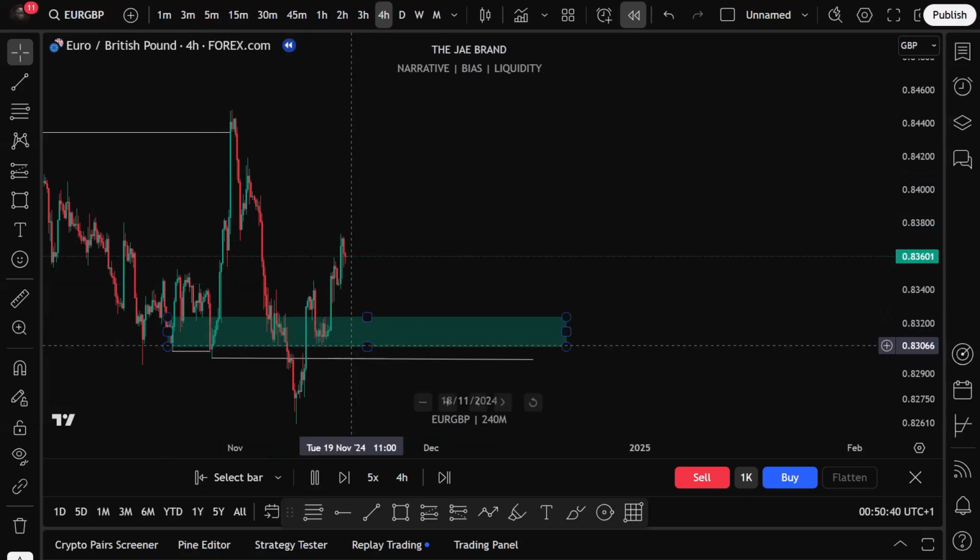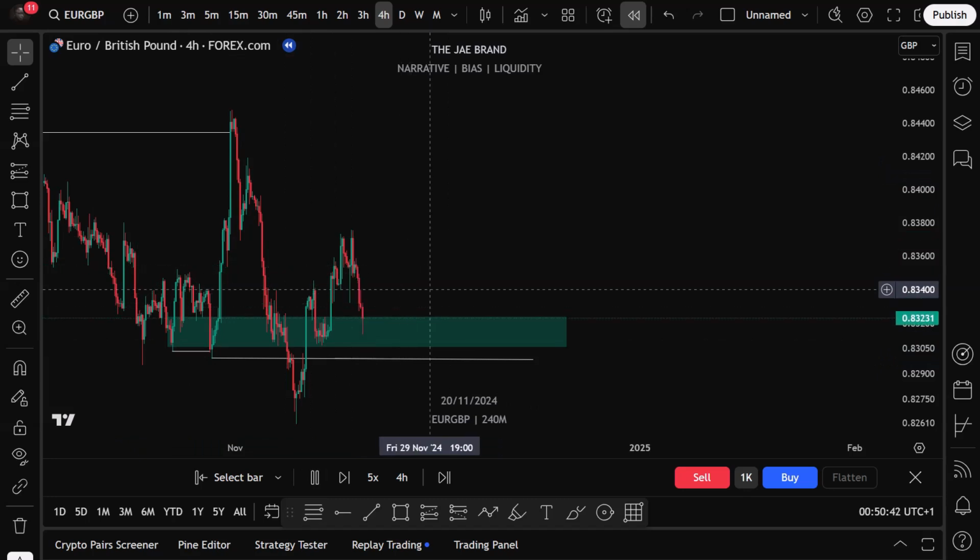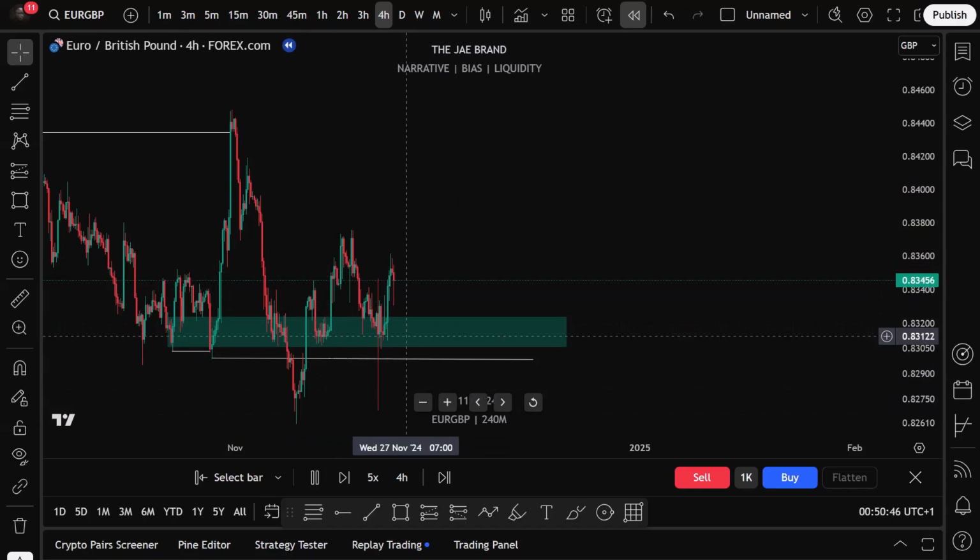You don't want to be caught in this kind of trap. For me this is just like a cheap trap. You can just see what's happening.